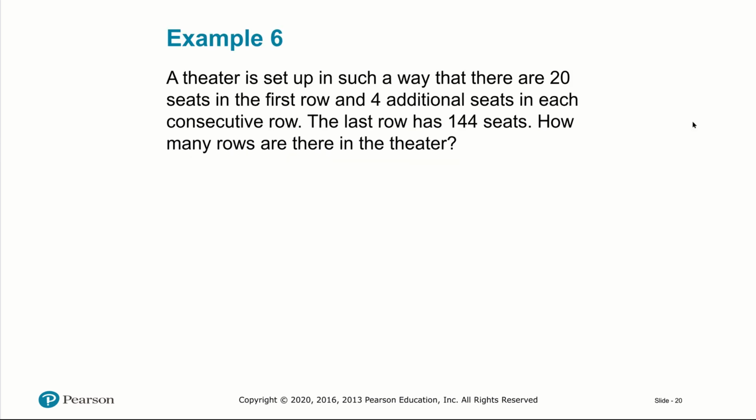All right, here we have another example of an arithmetic progression in the context of a theater. We have a theater set up in such a way that the first row has 20 seats, and then each consecutive row will have 4 additional seats. And we know that the very last row has 144 seats. So the question is, how many rows are there in the theater?